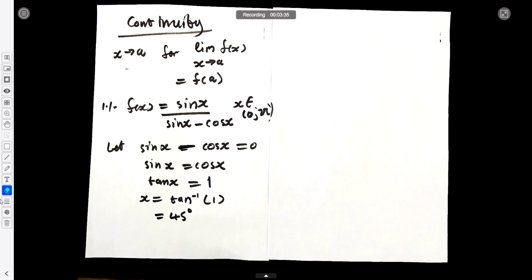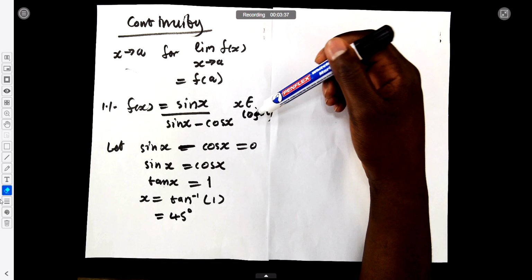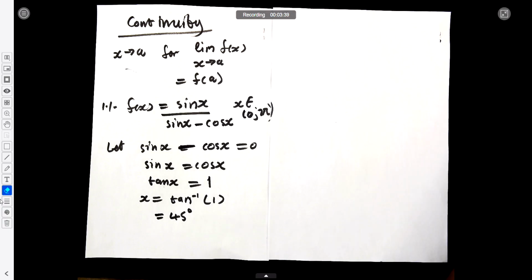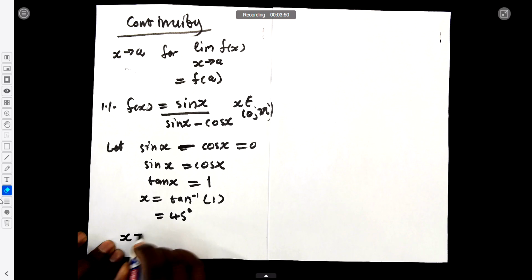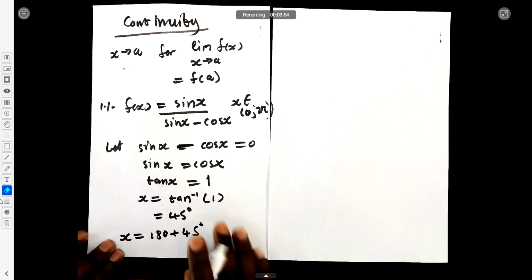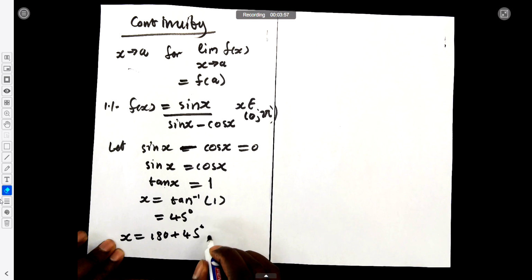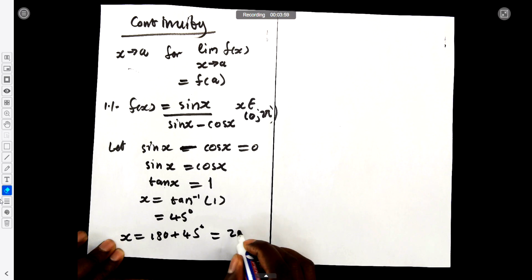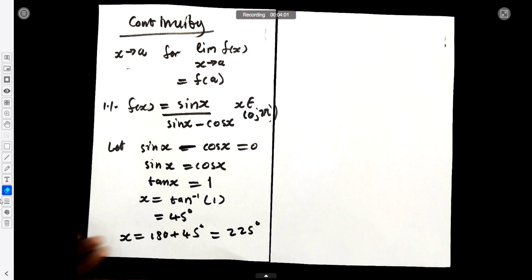Again, because we're given a domain between 0 and 2 pi, and 2 pi is 360 degrees, so between 0 and 360 degrees, we can go further and say x equals 180 plus 45. What is the solution? It is 225 degrees. Or we can change it to radians.